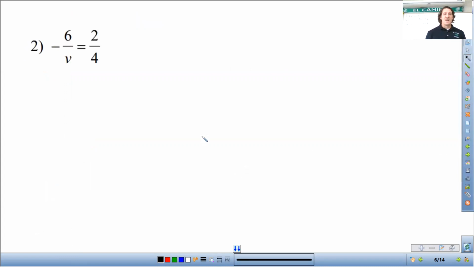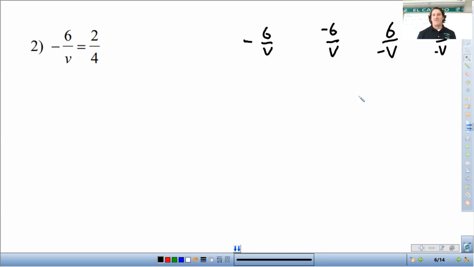All right. This one's a similar problem, but we have a negative. Some kids, when they have a negative fraction and the negative's in front, always get confused. Does the negative go on top? Does it go on bottom? Or do they both get a negative? Three of the four of these are okay. One of them is not. The one that does not work is this one.